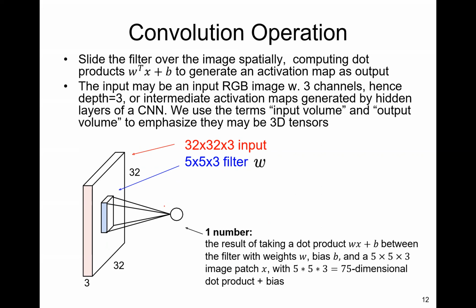The convolution operation is the result of taking a dot product between the filter with weights W and bias b and the 5 by 5 by 3 image patch. So this is the filter size, and the image patch size is also 5 by 5 by 3. And so the total number of dot products is 75 multiplies plus an additional bias term.